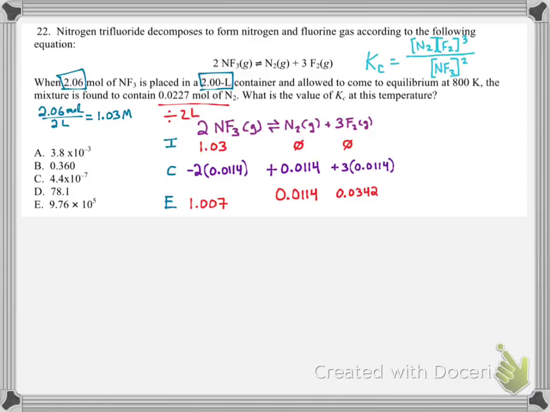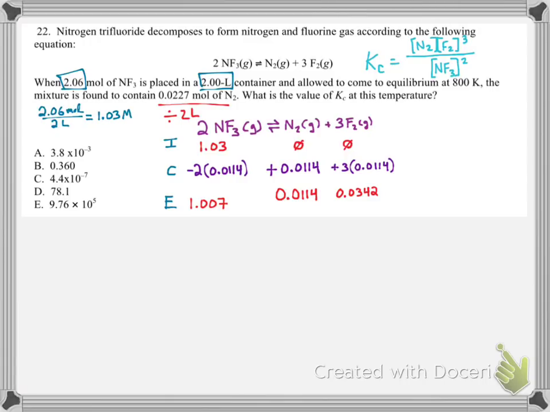So remember, ICE tables come in 2 flavors. There's one where you have to use variables. But if you ever know, again, the initial amount and equilibrium amount of something, you can always find the change. And if you know the change in one thing, you can find the change in everything else. So this is the second flavor of ICE table where we can just plug everything in.